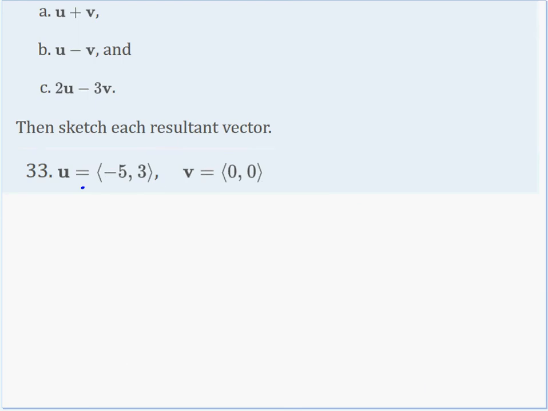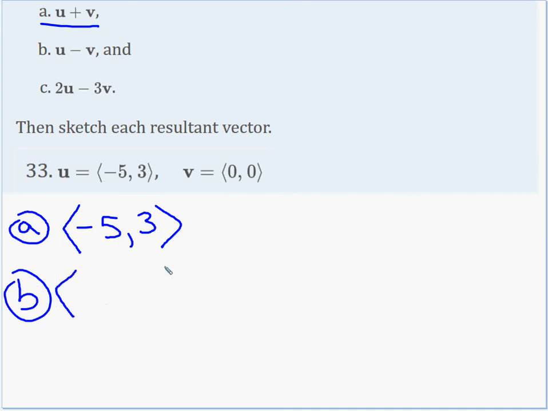Okay, some different vectors here. One of them is the 0 vector, so let's see how this impacts the problem. Part A, we just add the components. Negative 5 plus 0, comma 3 plus 0. So it's the same thing as vector u. U plus v is the same as u, and that makes sense because the v vector is the 0 vector.